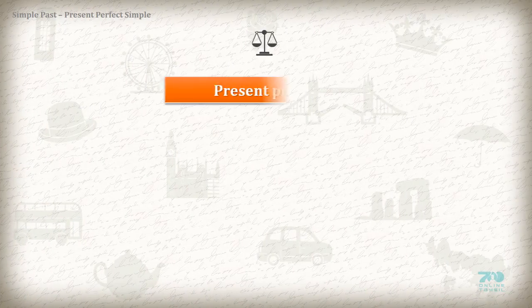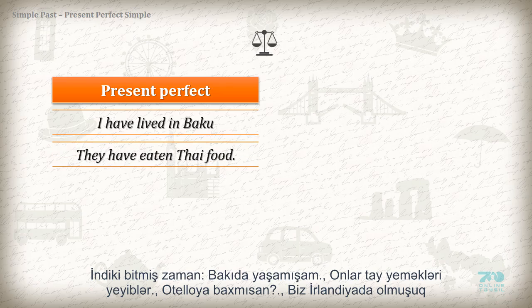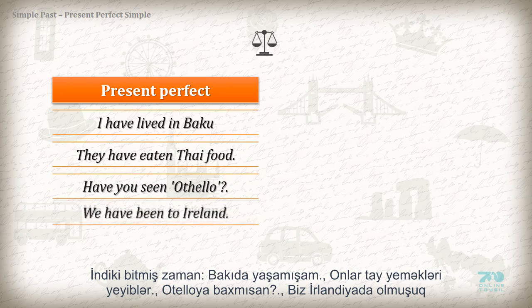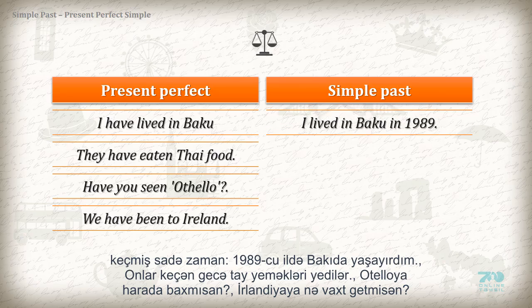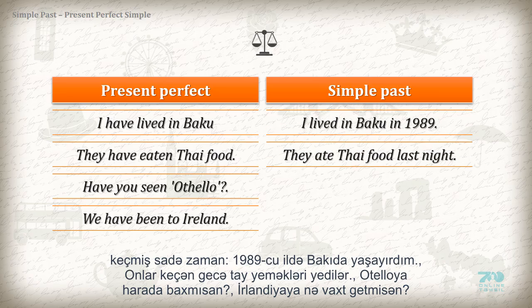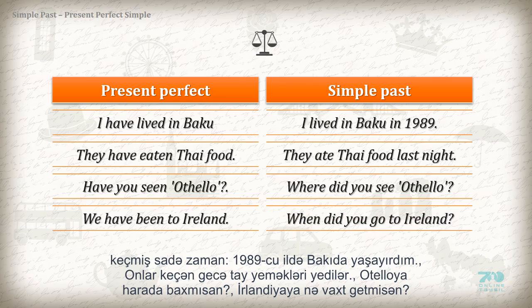Compare. Present perfect: I have lived in Baku. They have eaten Thai food. Have you seen a tiger? We have been to Ireland. Simple past: I lived in Baku in 1989. They ate Thai food last night. Where did you see a tiger? When did you go to Ireland?